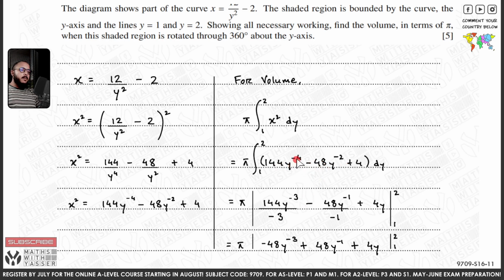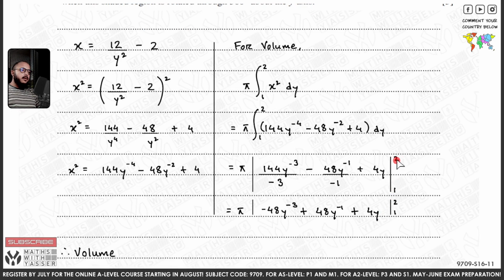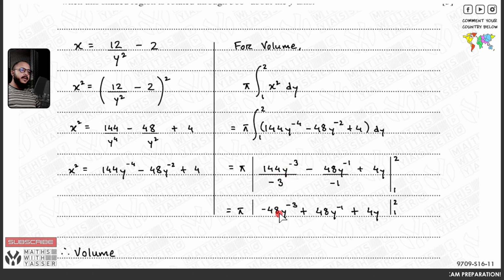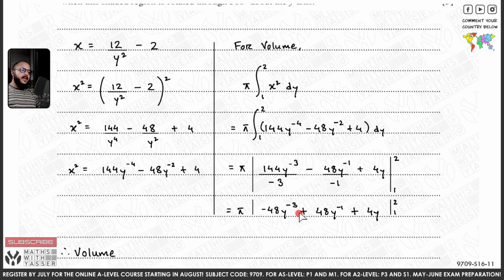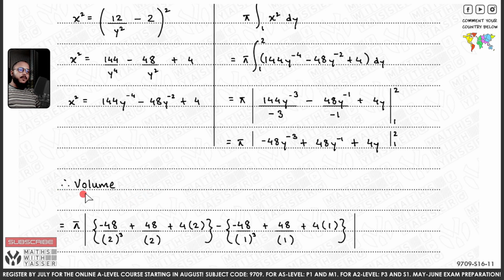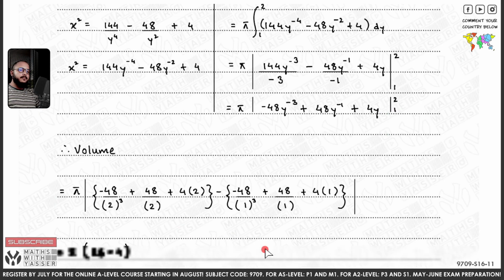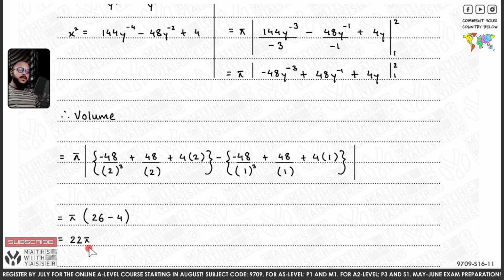So this will be minus 4 plus 1, which is minus 3, and in the denominator we have minus 3, and minus 2 plus 1 is minus 1, and we have minus 1 in the denominator, and plus 4 will be 4y. So the limits again are 2 and 1. Now if we simplify this, this becomes 48, and the double negative makes this positive. For the volume, we now simply substitute the values 2 and 1 into this equation. Simplifying, we get 26 minus 4. So it will be 22 pi.